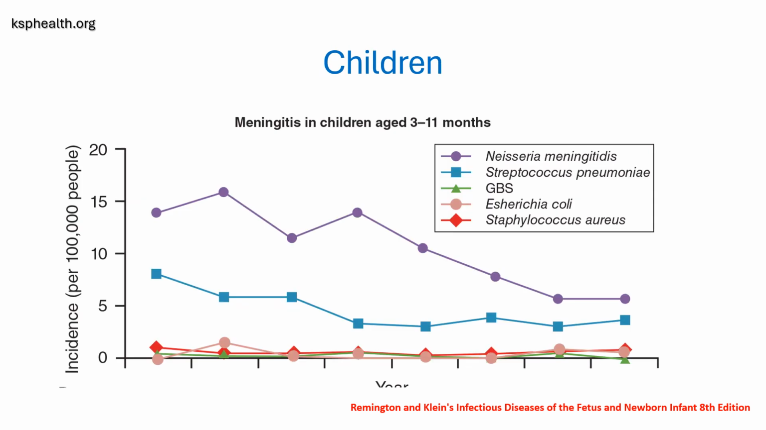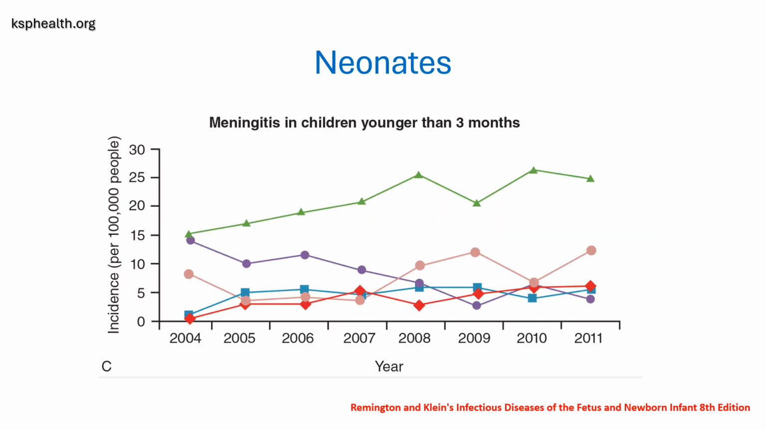As you can see, the incidence of Neisseria meningitis is higher in earlier years like 2004 and 2008, and over the period of time, the incidence has decreased. Other bacteria's incidence of bacterial meningitis has also gone down significantly. But in children less than 3 months, the incidence of GBS meningitis is higher, and other bacteria more or less remain the same from 2004 to 2011.